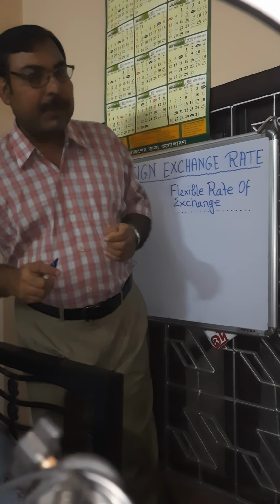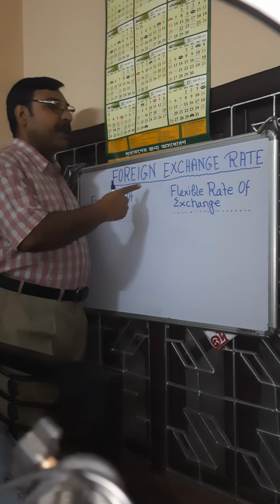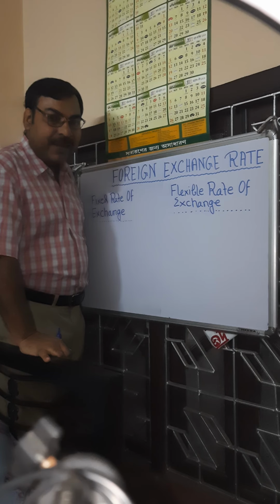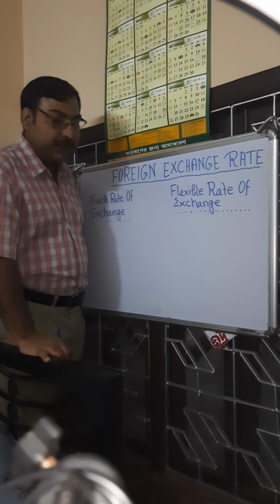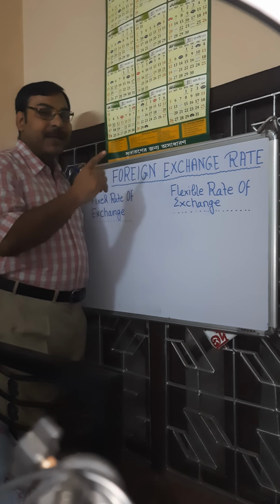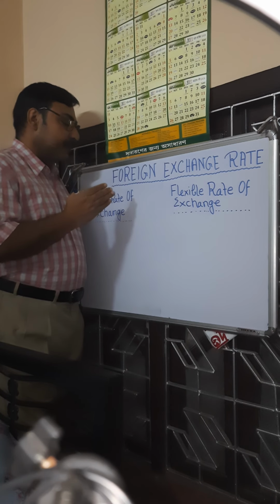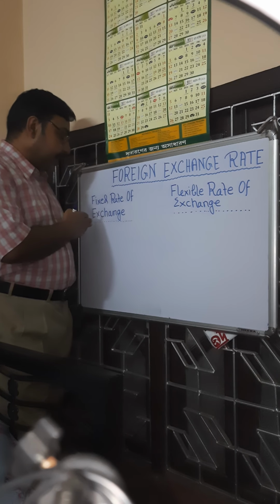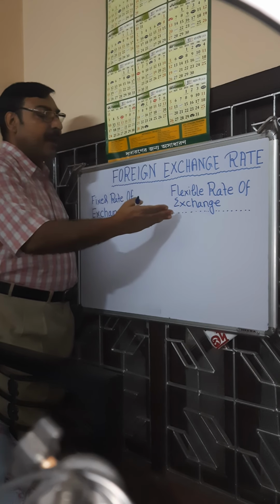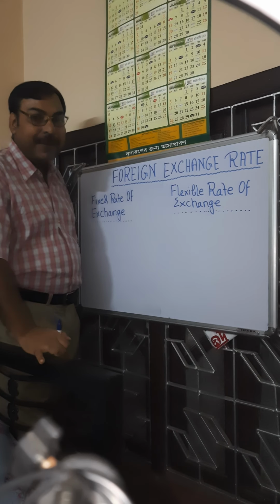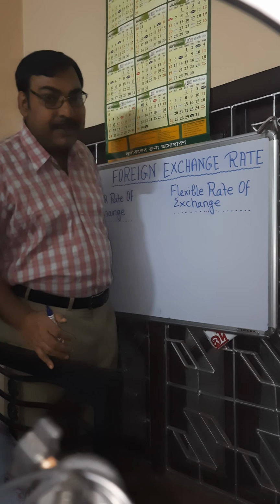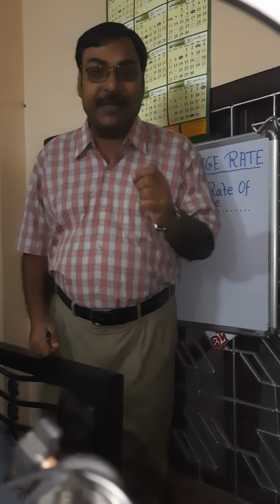Students of class 12, today we will talk about foreign exchange rate. Foreign exchange rate from the macroeconomics part. This foreign exchange rate may be of two types: fixed rate of exchange and flexible rate of exchange. First, we will know what is actually meant by foreign exchange rate.